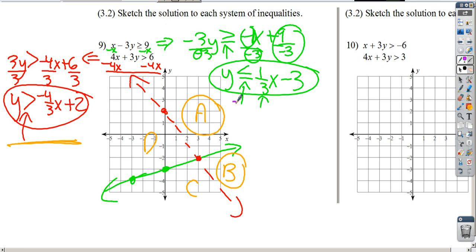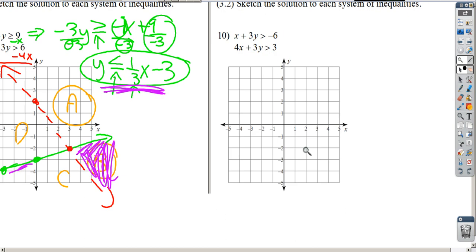How do we decide? We look at this one now, and it says y is less than the green line. So if you look at regions A and B, A is not less than the green line. Here's the green line right here. A is above it, B is less than it, so we have to shade in this zone right here for our inequality.